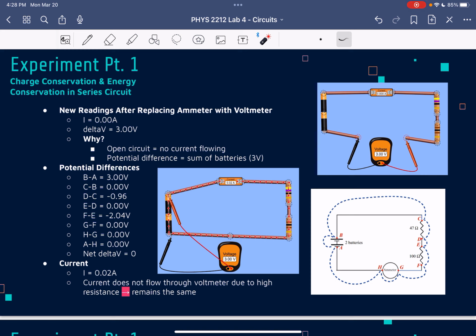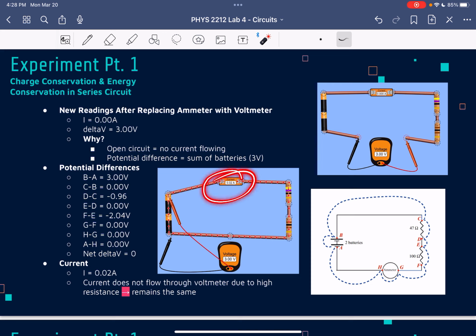Now we replace the ammeter with a voltmeter, and the current goes to 0, and this is because it's now an open circuit, so there's nothing flowing in between this gap. And then the potential difference is 3 volts, which is just from the batteries' sum. Then we use the voltmeter to measure the potential differences between these points listed here, and we got these values. The net delta V is equal to 0, which checks out.